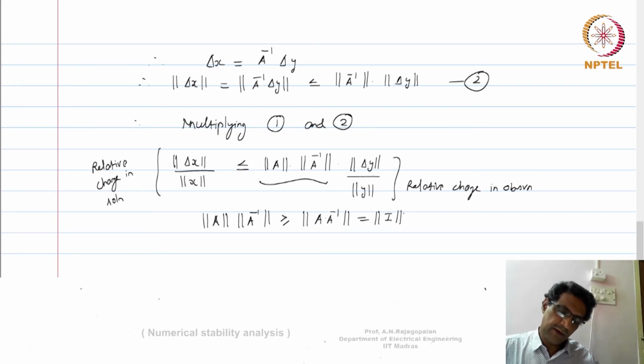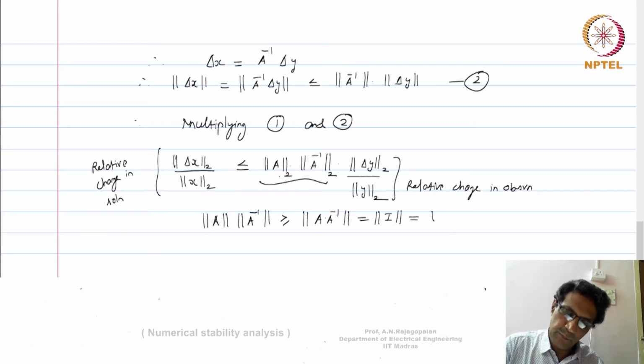Now at this point, let us understand that these are all spectral norms, the two norms of these vectors. Because the eigenvalues of the identity matrix are all 1, its singular value is also 1. Therefore, the norm of I is simply 1. So this product of the two norms, norm A into norm A inverse, is always a number greater than or equal to 1.